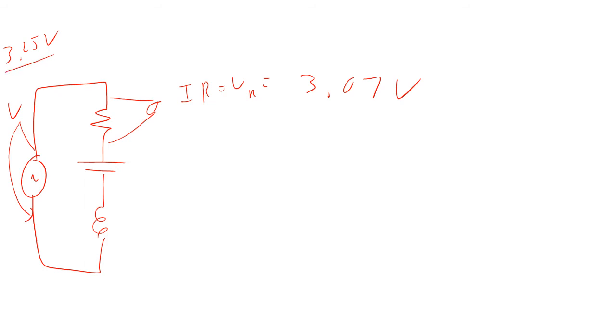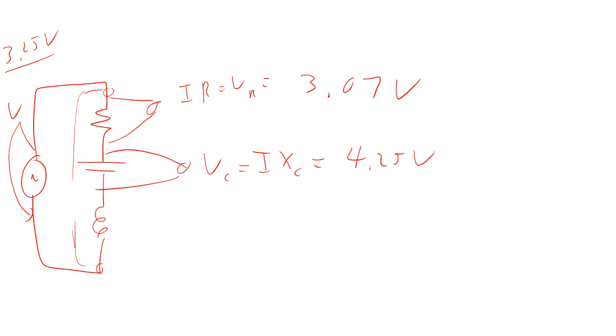Well, that does not add up to 3.25. Yeah, because you're used to putting your voltmeter there and there, and if you do put the voltmeter across the whole circuit, you get 3.25 volts. So put your voltmeter across the capacitor and see what happens. VC is going to be I times XC. If you multiply that out, that's going to be 4.25 volts. Oh, wait. That's more than the original voltage. How does that happen? Well, let's put the voltmeter across the inductor. VL is I times XL, and if you multiply that out, it's 3.2 volts.